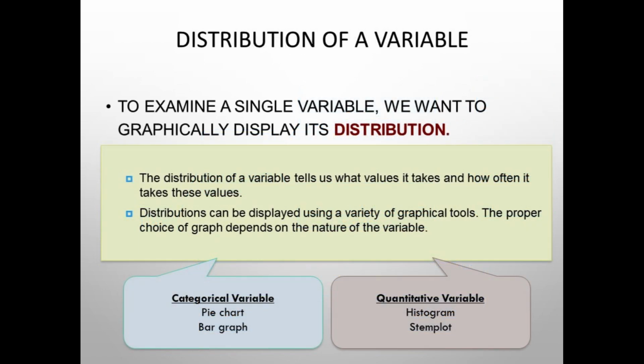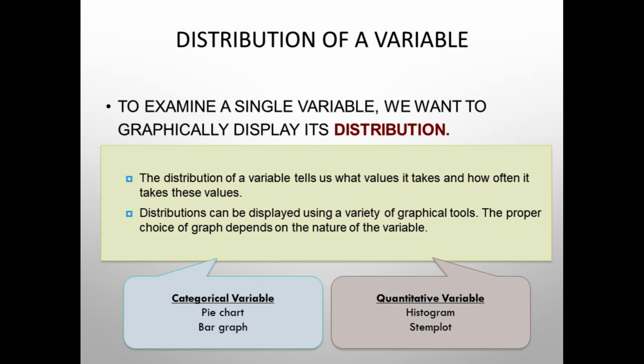Our goal when using graphs is to illustrate the distribution of each variable, which means that we want to show the values that the variable takes across the individuals in the sample. We want to see what is the range of values and what values or categories occur more often than others. Now, the type of graphical illustration that we should use depends on the type of variable that we're working with.